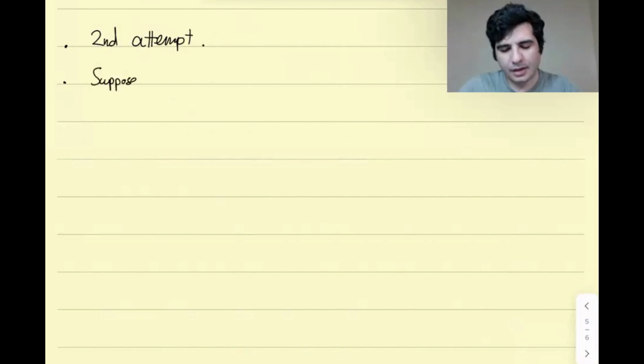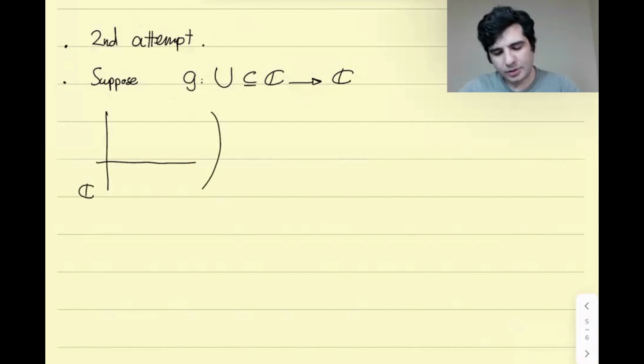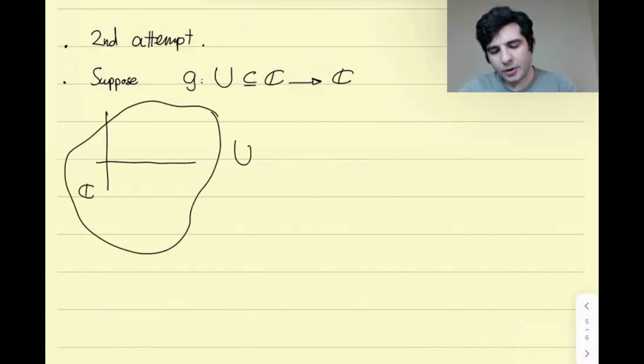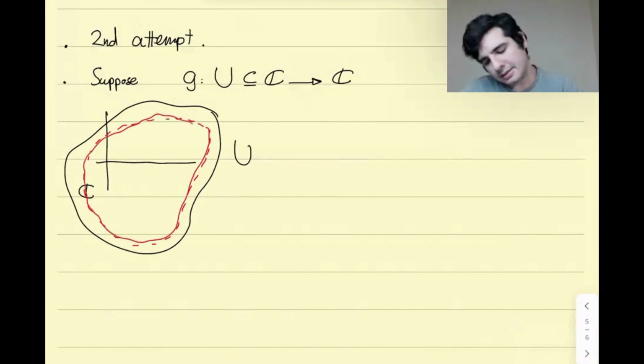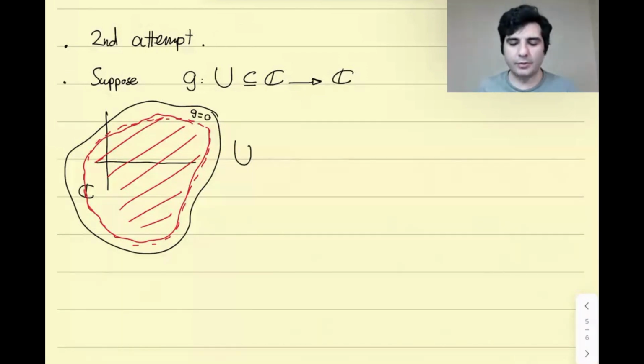So suppose g, which was defined on some bounded region U inside C to C, has compact support inside U. So this is C, and this was our set U. I'm going to assume that outside of some compact region inside the open set U, maybe it's better to denote it this way, some region inside U, g is equal to 0. So I'm assuming g is equal to 0 outside of this red region. In particular, g is 0 on the boundary.